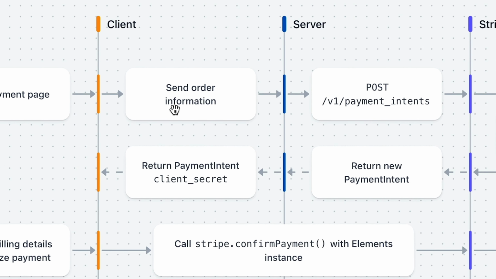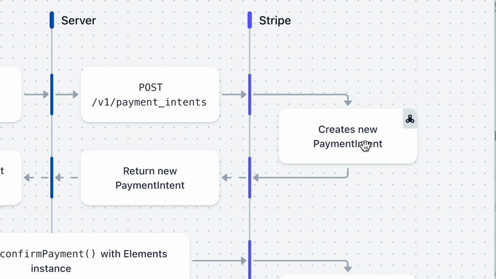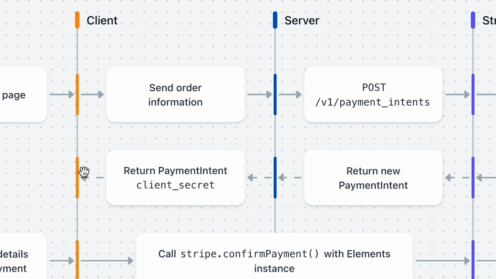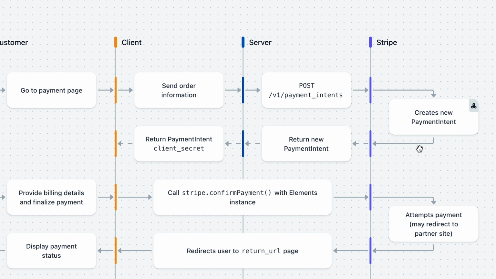When the customer lands on our page, we're going to make an AJAX request back to our server, and that might include any information about the product that they're about to purchase or the service that they're about to buy. And on the server, we're going to make an API call to Stripe to create a payment intent. Then we're going to return that payment intent's client secret back to the client so that we can render the payment element. Let's get into this step here where we're going to make the API call to Stripe to create the payment intent and return its client secret back.